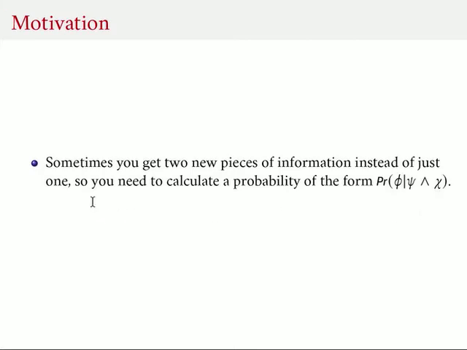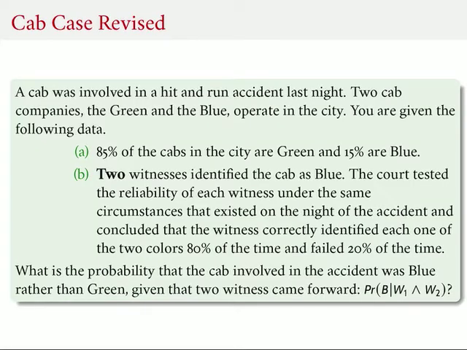So the motivation for the multiple conditions we're talking about in this lecture is that sometimes you get two new pieces of evidence or information instead of just one, and you're interested in what the probability or the conditional probability of a hypothesis is given those two pieces of information. And this lecture will be telling you how to use Bayes' theorem to answer this question. So let's return to an example which was given in the previous lecture.